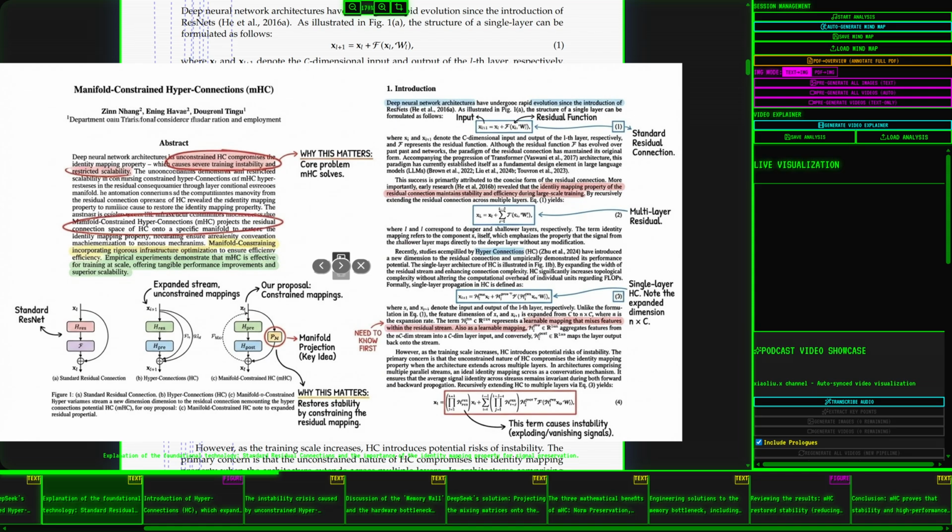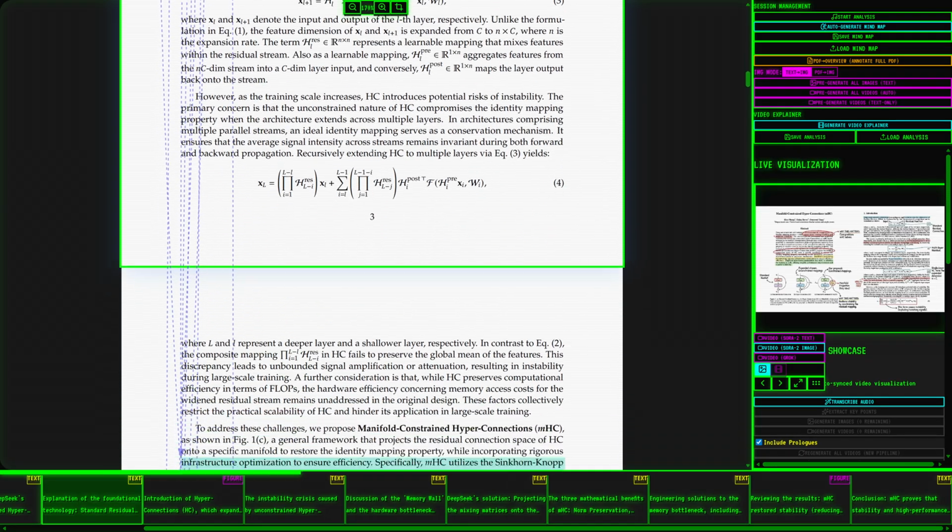And when the signal runs wild, you get chaos. Total chaos. The signal magnitude either grows uncontrollably until it explodes, the gradients become infinite and training just crashes, or it shrinks down to nothing and it vanishes. So the deeper layers learn absolutely nothing. It's like a microphone feedback screech. Exactly. The system just screams to a halt.